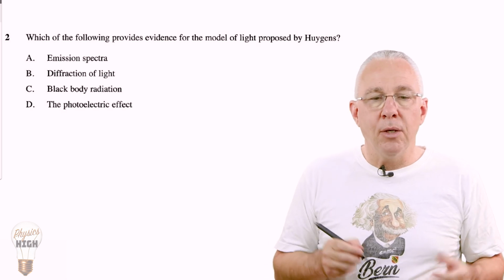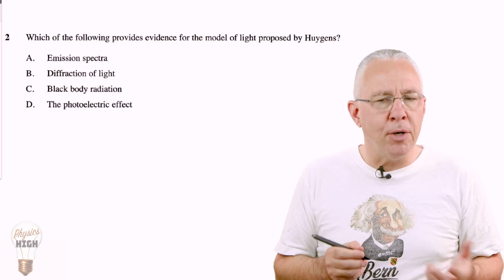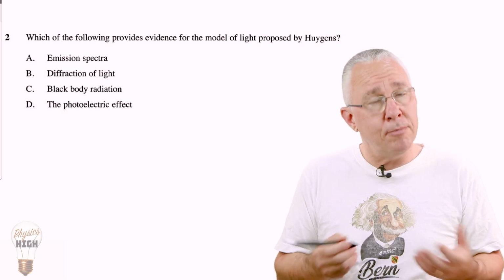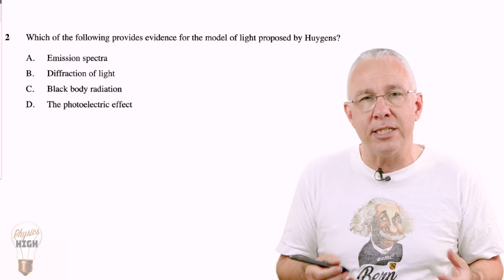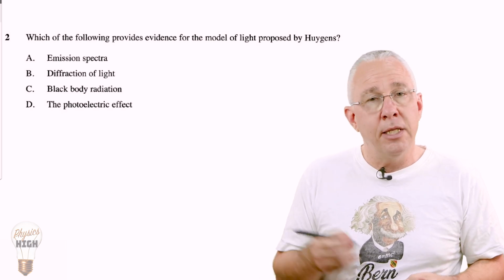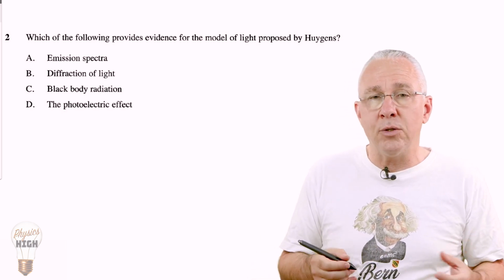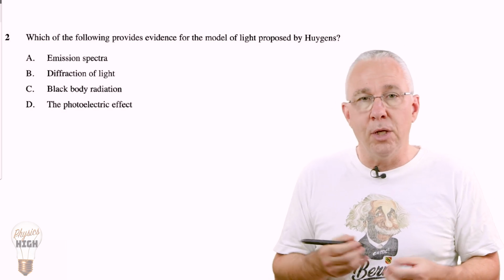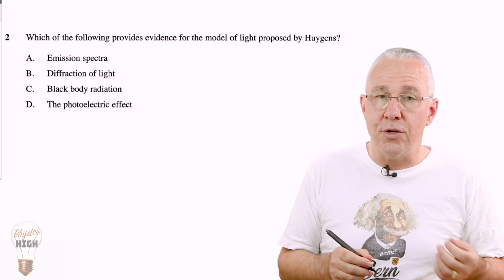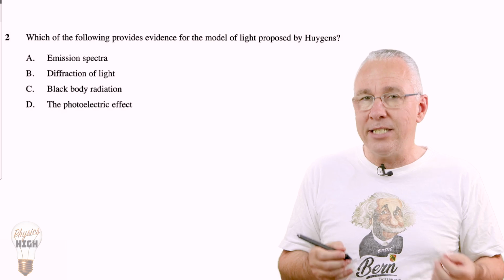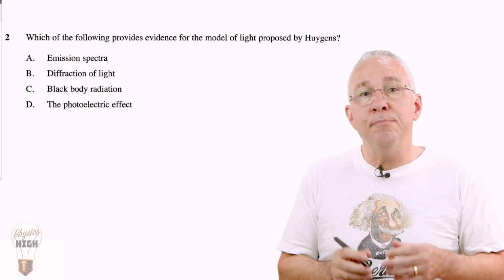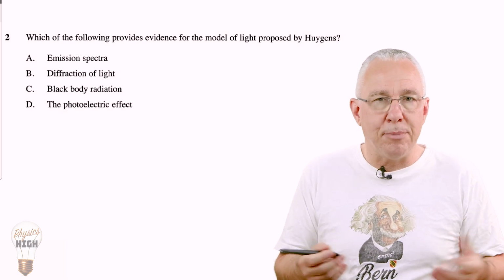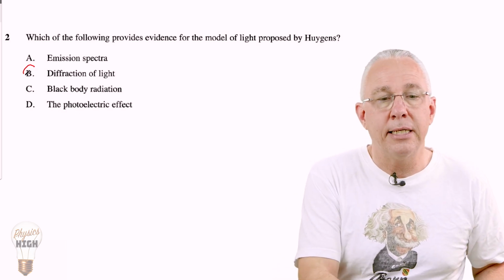Question 2. Which of the following provides evidence for the model of light proposed by Huygens? Now the model is a wave model, so we're looking for an experimental evidence that demonstrates the wave-like nature of light. The only other alternative is the discrete or the quantum or the photon model of light. Only one shows evidence of a wave-like model, and that is the diffraction of light. That as light passes through an opening, it bends around, which is a property of waves. So our answer is B.